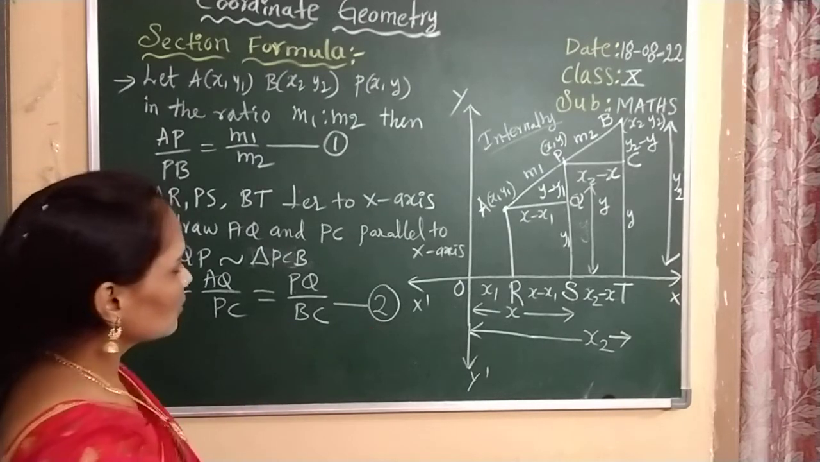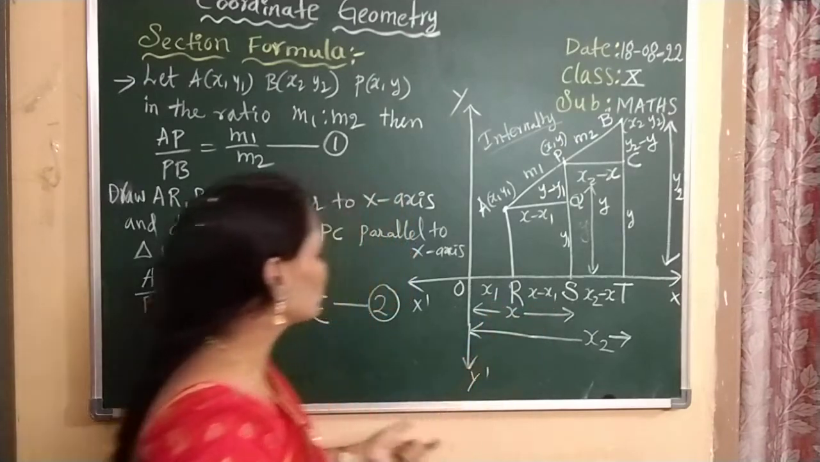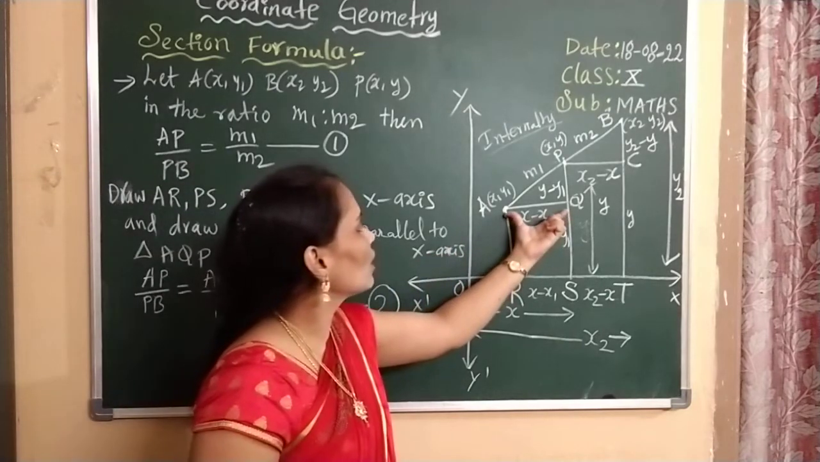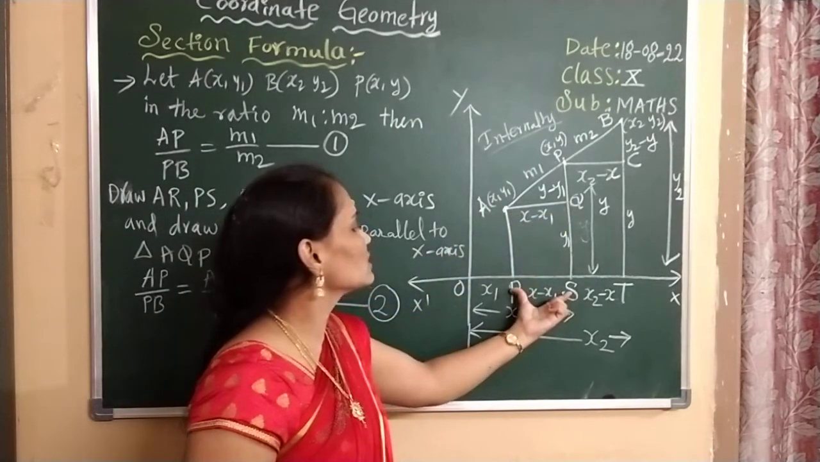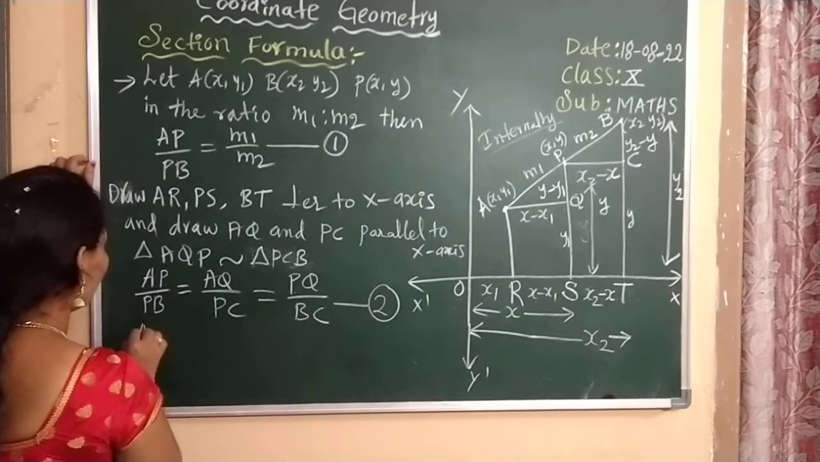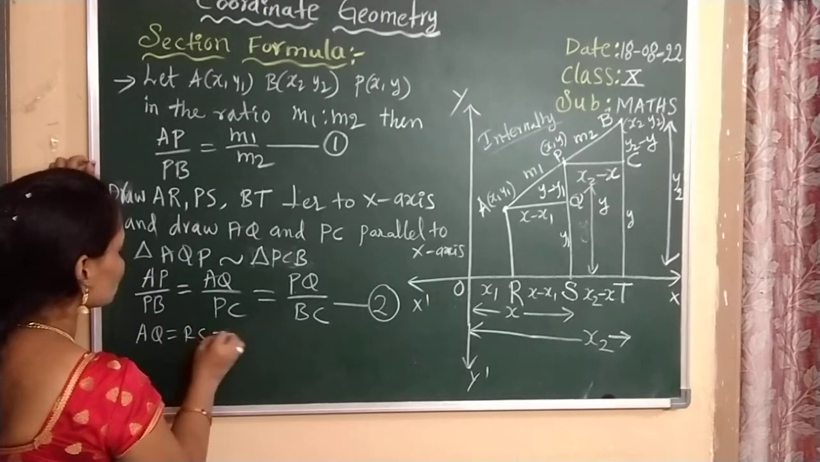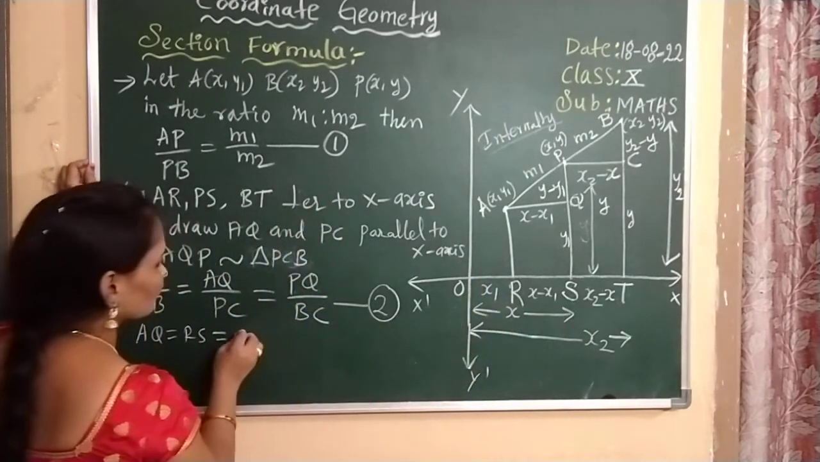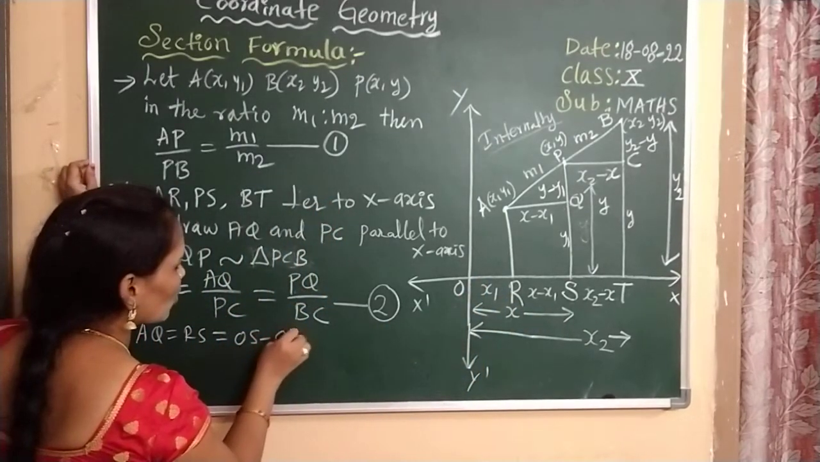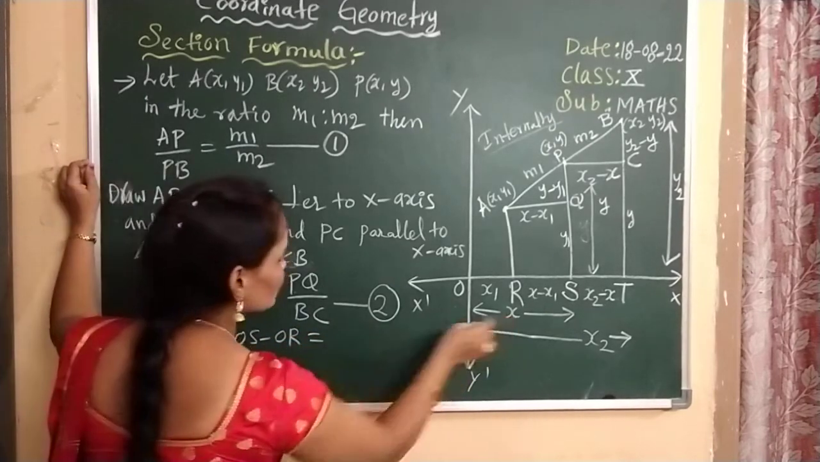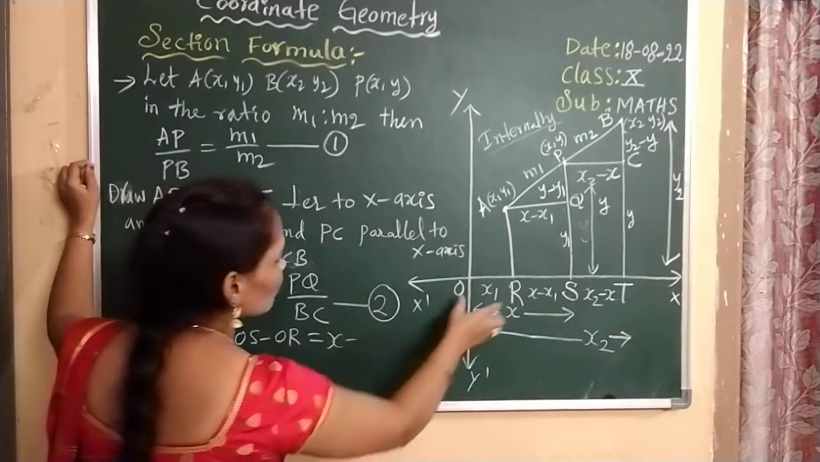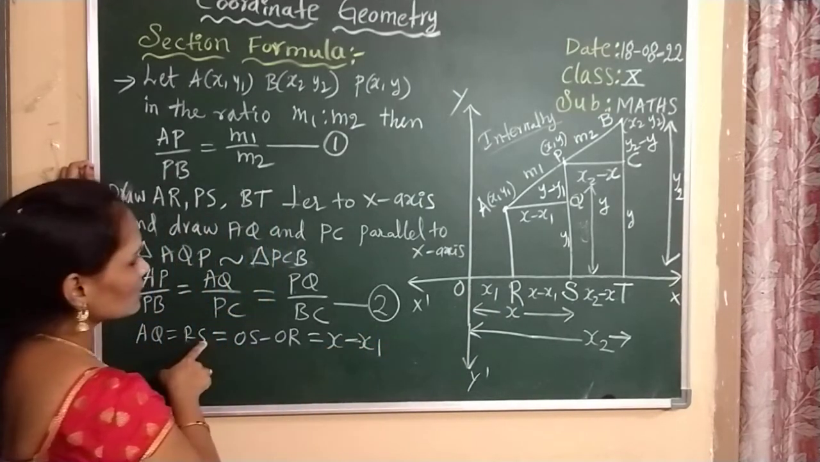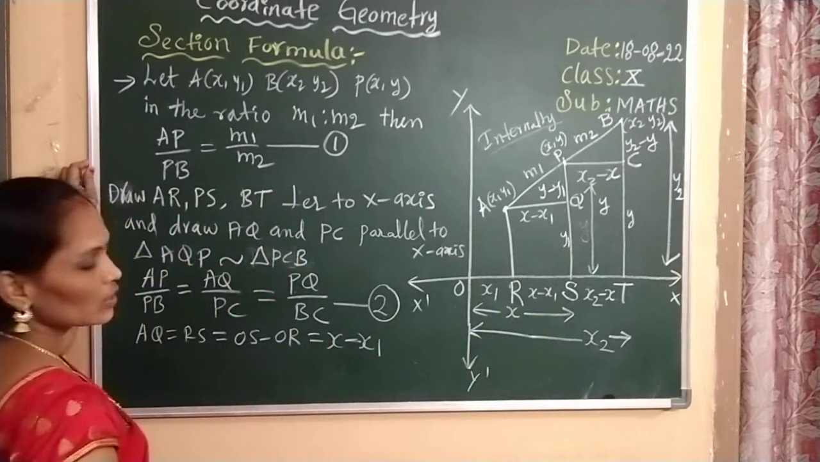After that, now here you can take the values we took. Here we want to know the AQ value. So AQ is equal to RS, which is equal to OS minus OR. OS is x, so x minus OR, which is x1. Right? So RS is x minus x1.